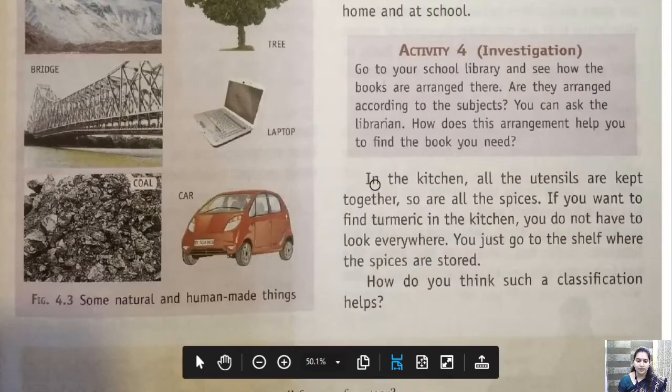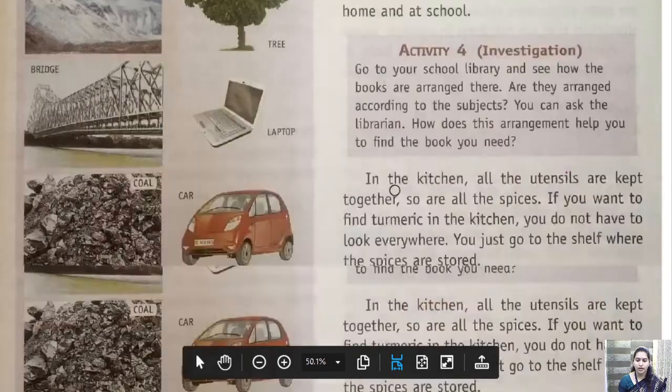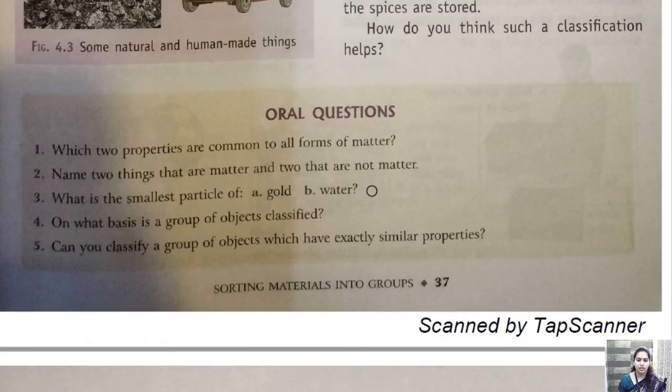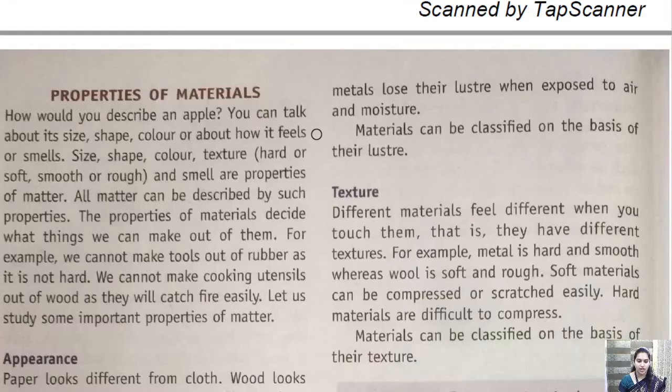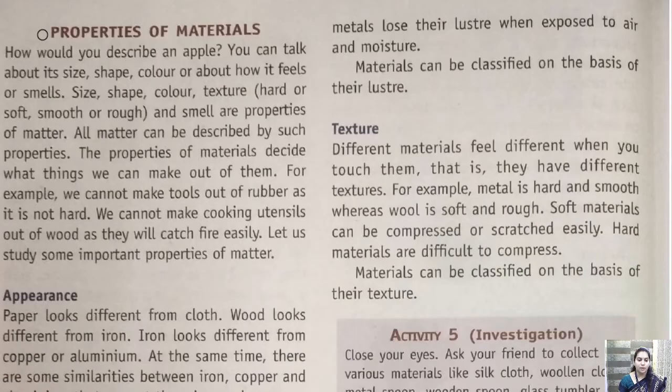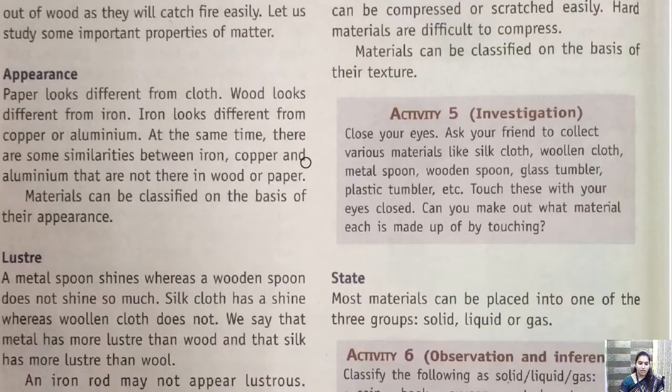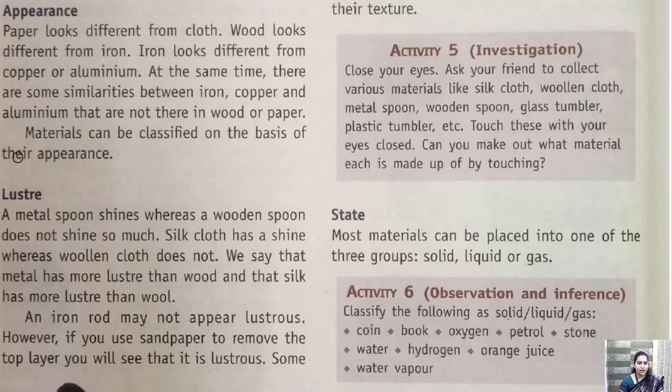Then moving ahead, children, you should learn the oral question answers. Please go through them. Then properties of materials are very, very important. First, appearance: shine, luster. Luster is very important. You should know that luster is nothing but shine. If any material has shine, that is called luster.